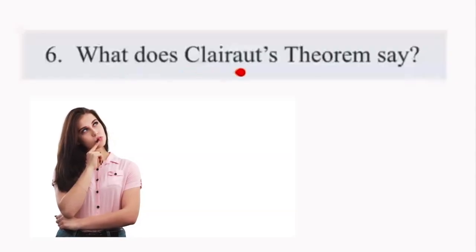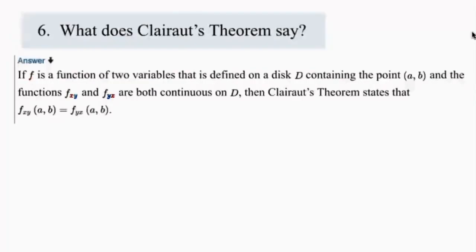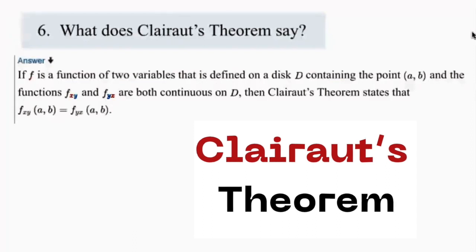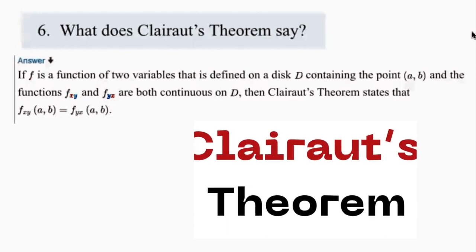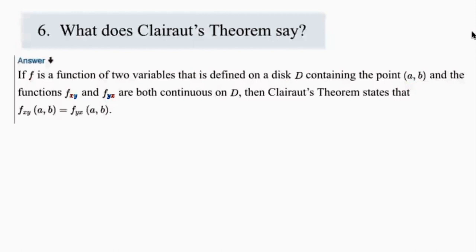What does Clairaut's theorem say? Clairaut's theorem says that if f is a function of two variables that is defined on a disk D containing the point (a, b), and the second partial derivative of the function first with respect to x and then with respect to y, and the partial derivative first with respect to y and then with respect to x, are both continuous on D, then Clairaut's theorem states that the two second partial derivatives will be equal at (a, b). In other words, the order in which you take the partial derivatives here doesn't matter.